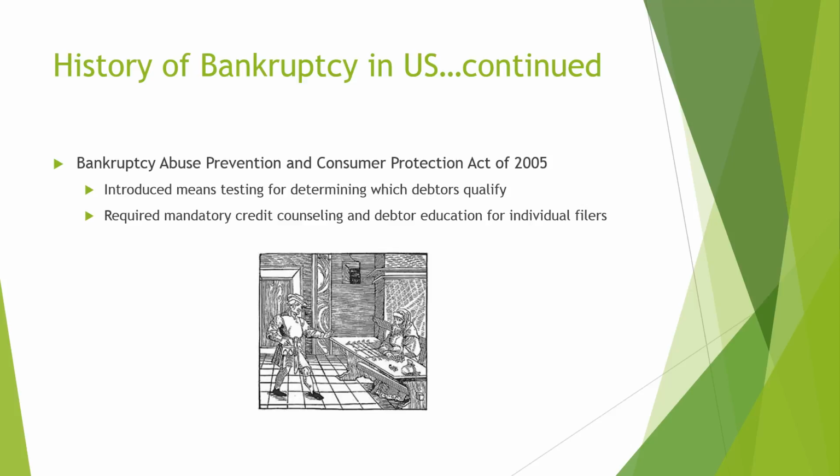So after the Bankruptcy Reform Act of 1978, we have the Bankruptcy Abuse Prevention and Consumer Protection Act of 2005. What was significant about this is it introduced means testing for determining which debtors qualify for bankruptcy and which have the cash flow to be able to maintain their payments to the creditors. What this also did on the individual side, it required mandatory credit counseling and debtor education for individual filers.